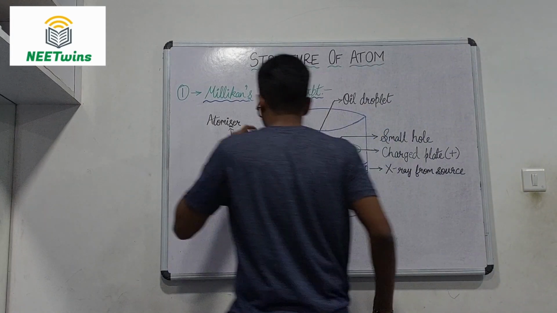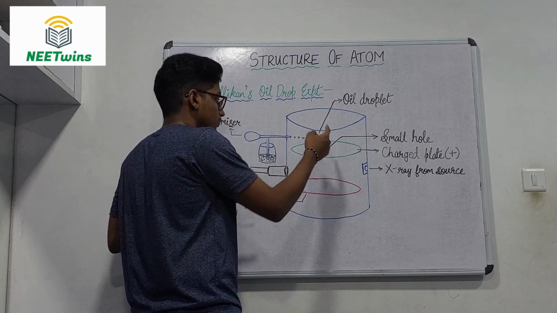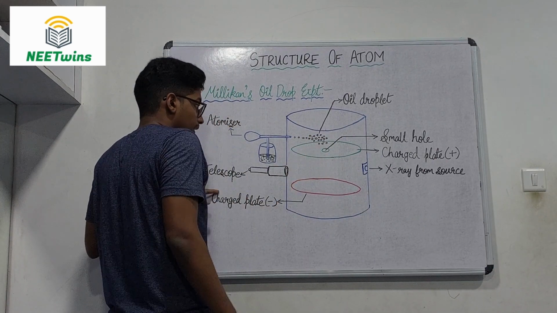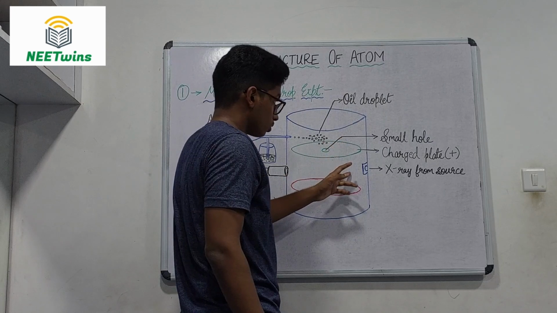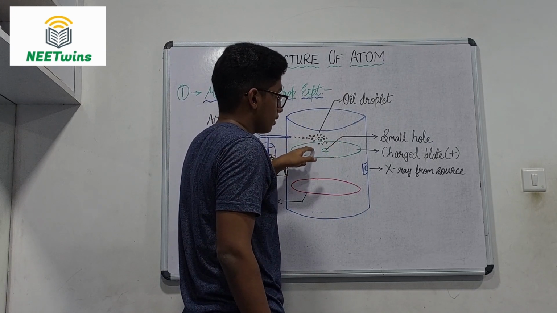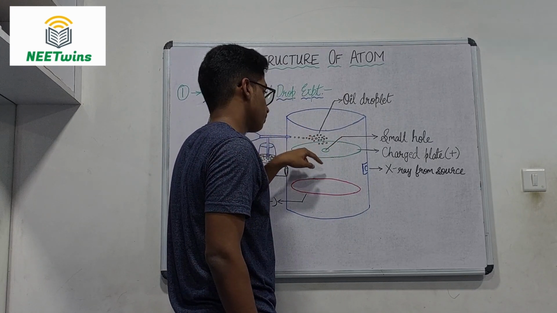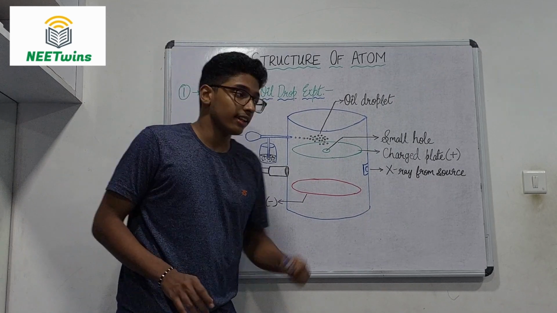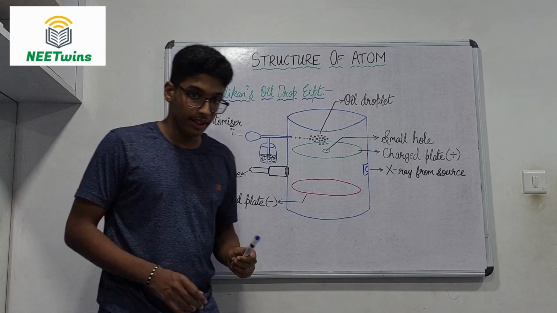In this we can see a setup with an atomizer, a positive charge plate, a negative charge plate, a telescope, and an X-ray source, and there's a small hole in the positively charged plate so that the oil droplets can pass through it. So now let me explain this experiment of Millikan in detail.